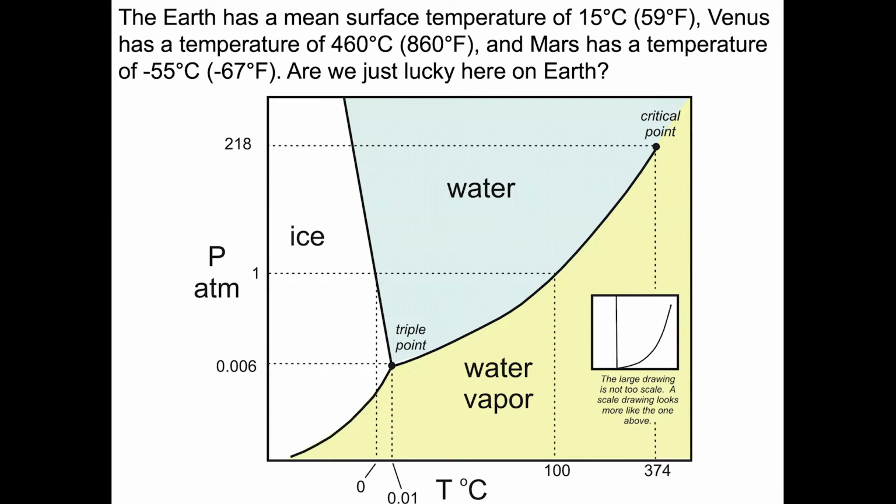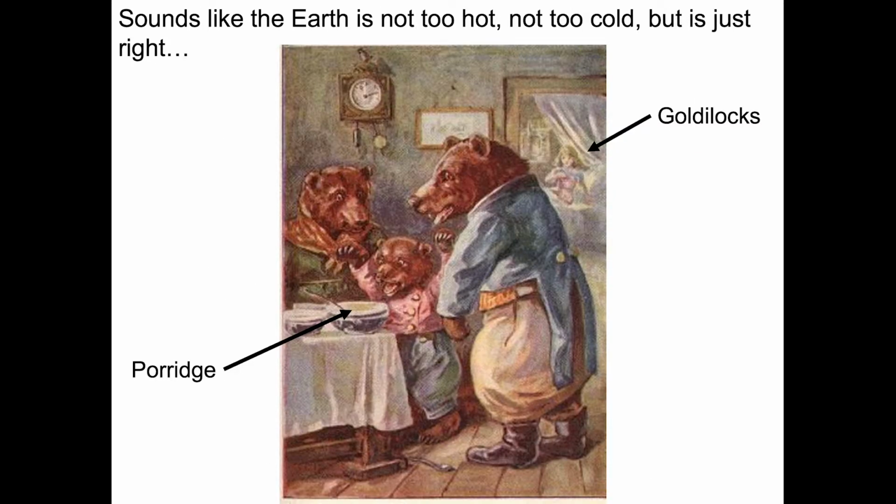So here we have a pressure temperature phase diagram in which water is represented by this field, water vapor is represented by this field, and water in the form of ice is represented by this field. Now we're pretty close in terms of temperature to this triple point, and this is why any given day in the spring or fall you might see liquid water on the ground with some ice, and we know that there's water vapor in the atmosphere because we can measure it. That's our humidity. So fortunately for us, it sounds like the Earth is not too hot, not too cold, but just right. And you may remember this from a fairy tale.